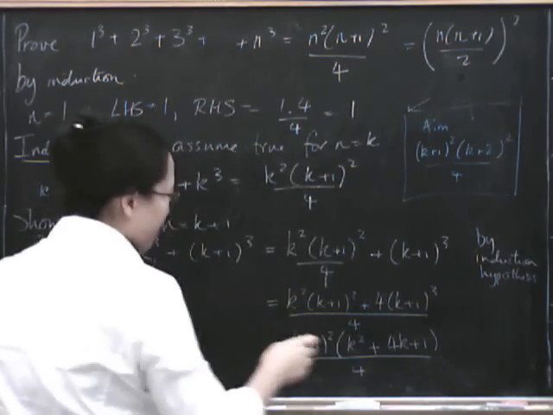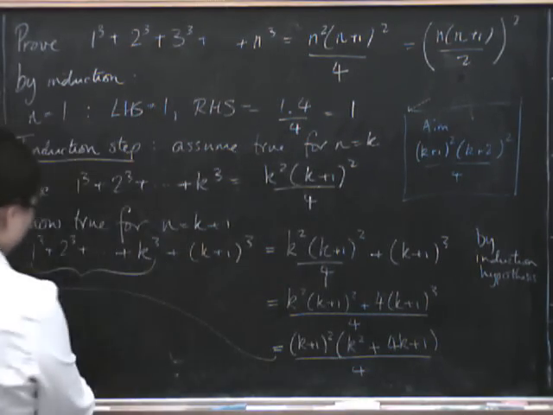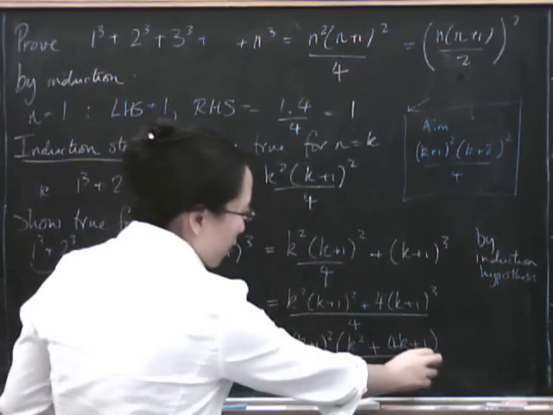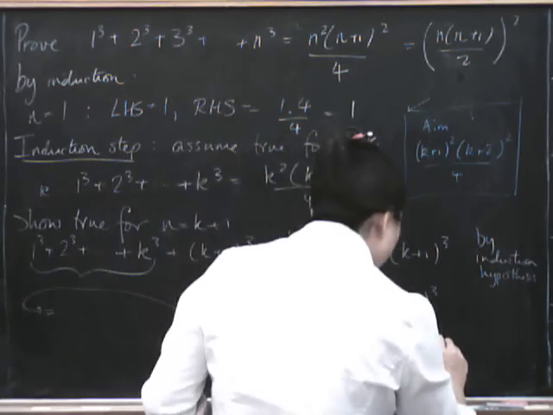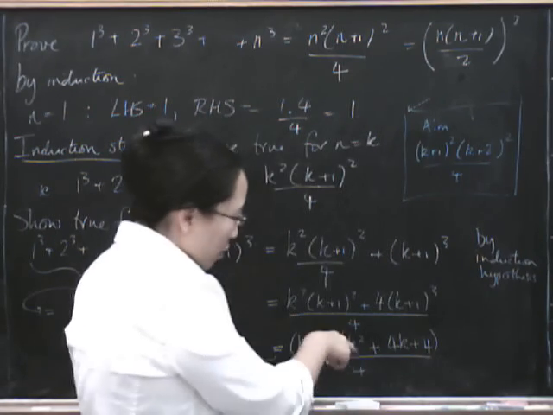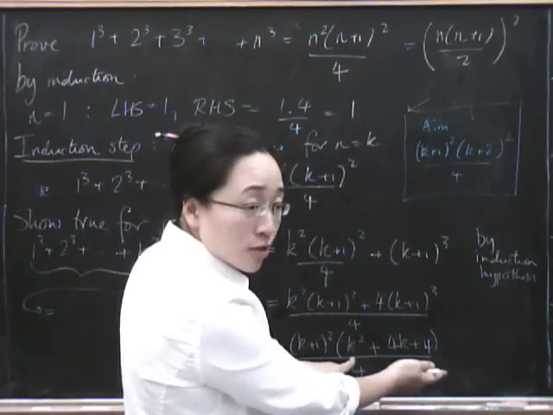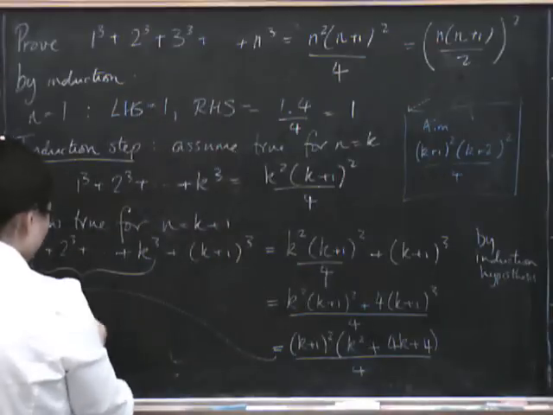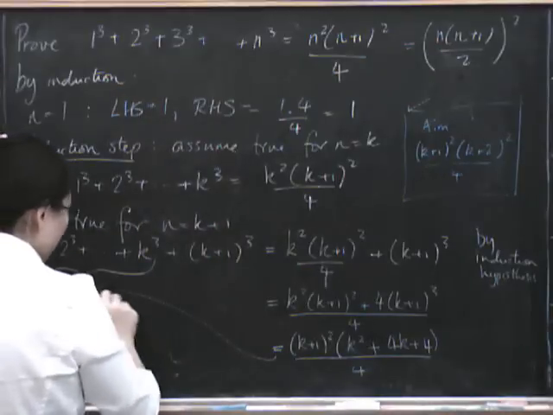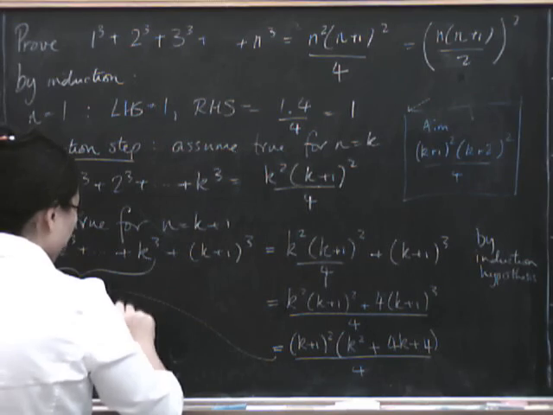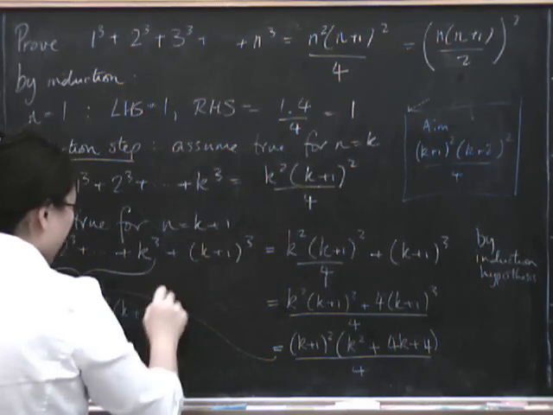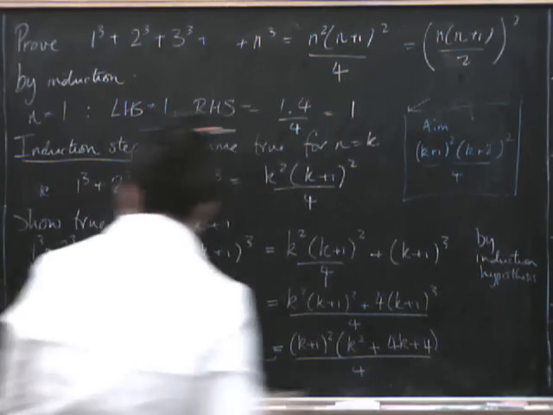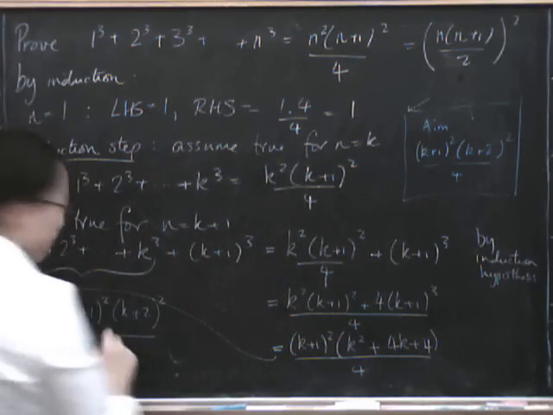Now I've run out of space, so I'm going to come over here. But what does this equal? Well, this is supposed to be a 4, isn't it? There, k squared plus 4k plus 4. Well, this part here is equal to (k plus 2) squared, and that's what we're aiming for, right? So we're there. So this does equal (k plus 1) squared multiplied by (k plus 2) squared, because (k plus 2) squared is this bit on the right, divided by 4.